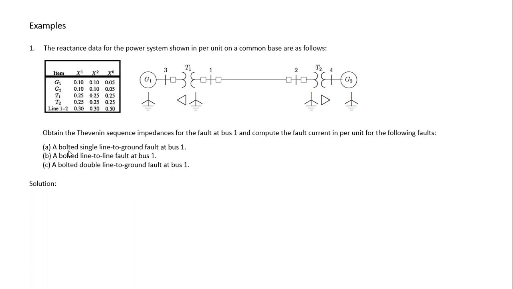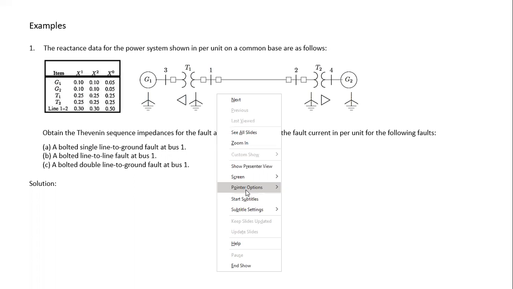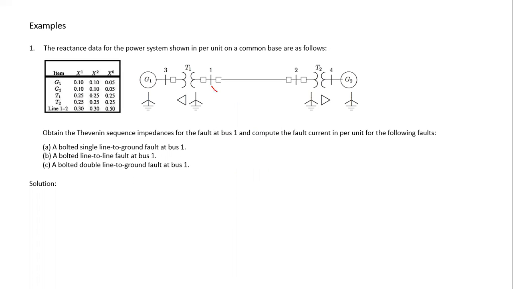For letter A, a bolted single line to ground fault at bus 1, a bolted line to line fault at bus 1, and a bolted double line to ground fault at bus 1. So we are asked to find the single line to ground, line to line, and double line to ground faults at bus 1. Since it is a bolted fault, the fault impedance at bus 1, ZF, is equal to 0.